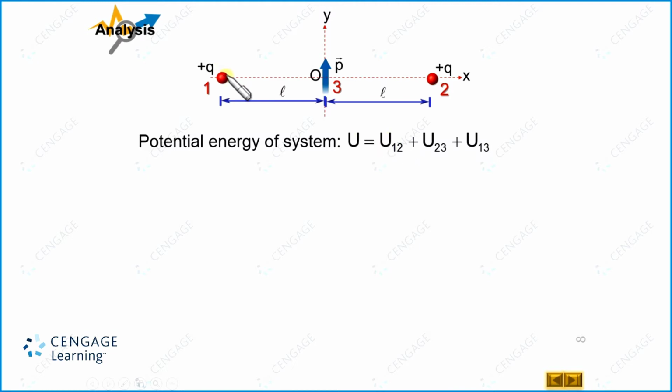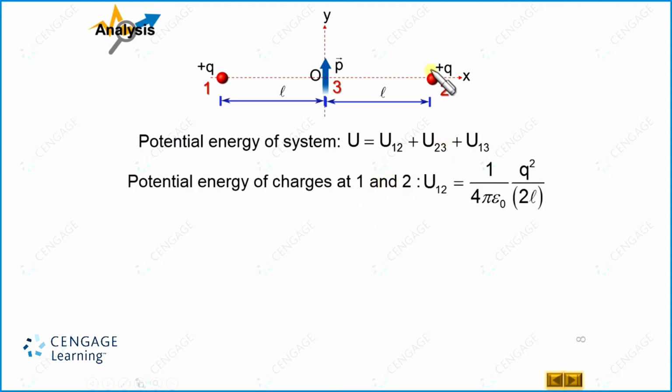First of all, we can write a direct expression for the potential energy of these charged particles, which gives U12. So let us write the potential energy of charges number 1 and 2. This is equal to 1 upon 4 pi epsilon naught Q multiplied by Q, that is Q square, divided by the separation, that is 2L. So this is the potential energy associated with charges number 1 and 2.